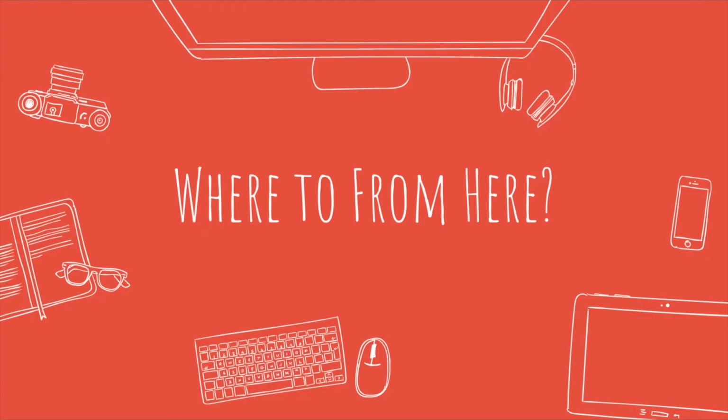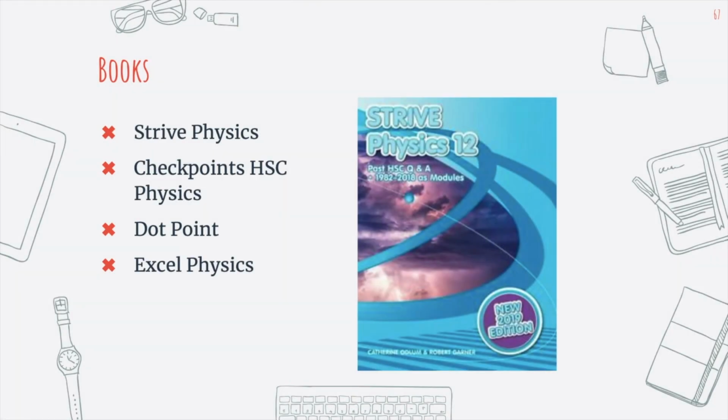Where to from here? Well, there are many resources out there that will help you on your journey to prepare for the HSC. A few examples of some books include Strive Physics. Now, this book is fantastic. It has gone through all of the past HSCs from 1982 all the way through to 2018 and broke each exam and each question into the relevant module. Now, this is crucial for preparing for each particular module for the HSC examination, but it also provides you access to some examination questions that are not available online.